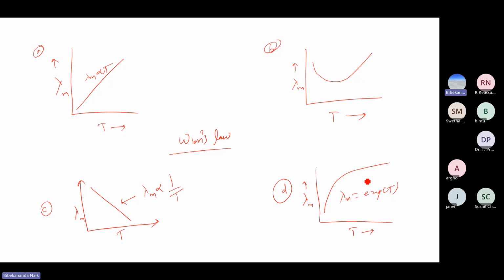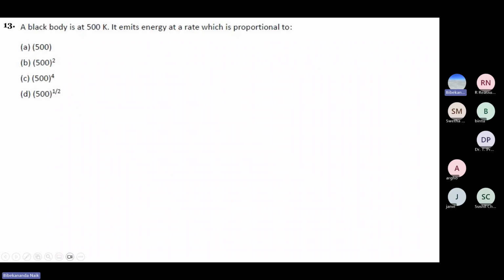So if you see here, the correct option according to Wien's law will be option C, because option C denotes the correct relationship between lambda m and the temperature. So let's go to the next question. This question is again based on another law related to the black body radiation curve. The question says a black body is at 500 Kelvin.